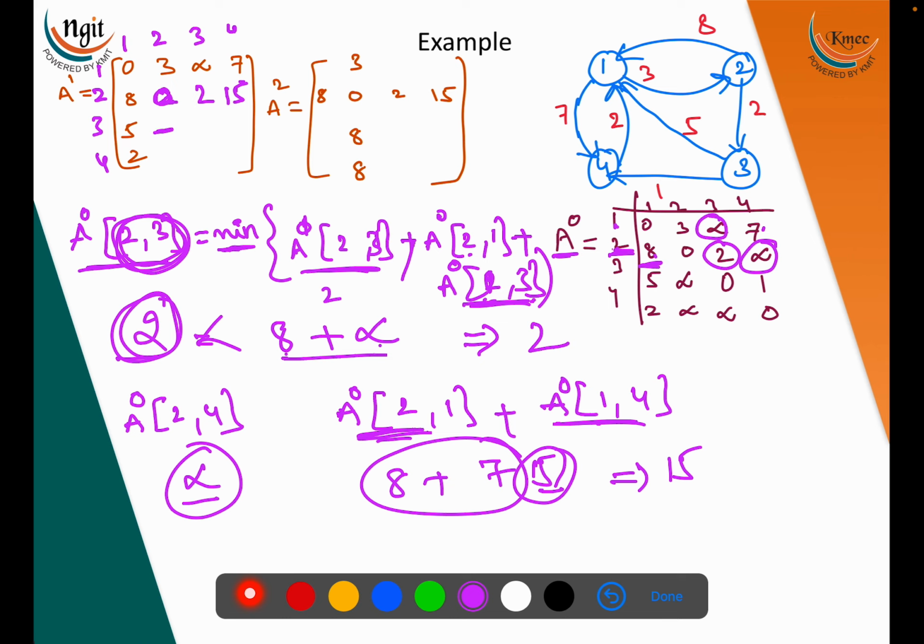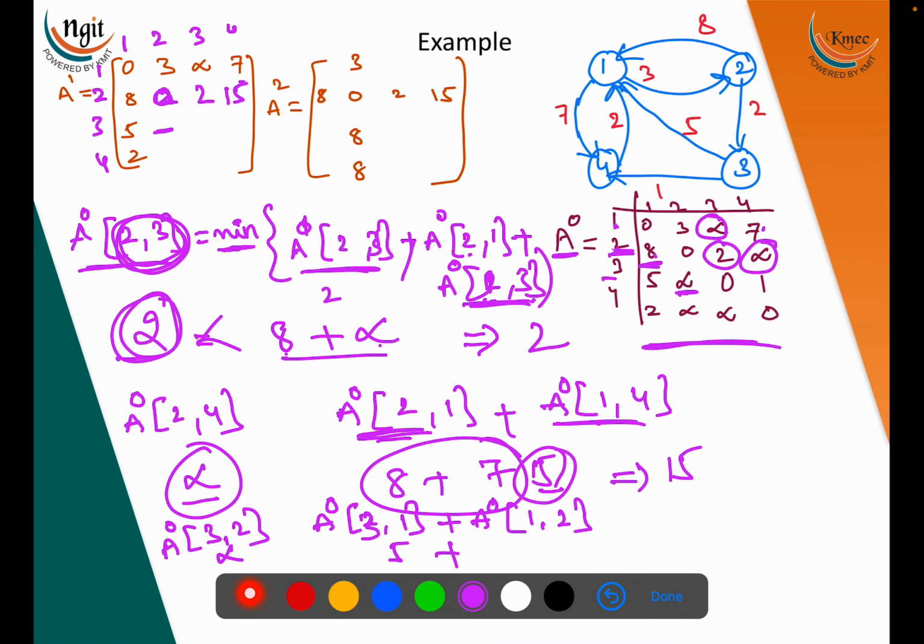To get this value, A0 3 comma 2 value is what? A0 3 comma 2 is infinite. Write infinite. Now compare this value with the intermediary vertex: A0 3 comma 1 plus A0 1 comma 2. A0 3 comma 1 is 5 from the cost adjacency matrix, and A0 1 comma 2 is 3. So which is minimum? Infinite is minimum or 8 is minimum? 8 is minimum, so I am going to take the value 8. And 3 comma 3 cost is 0.